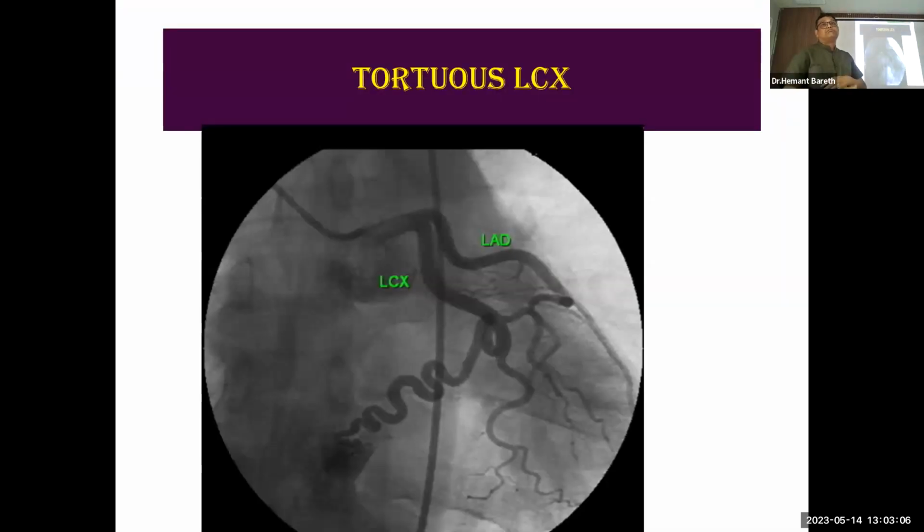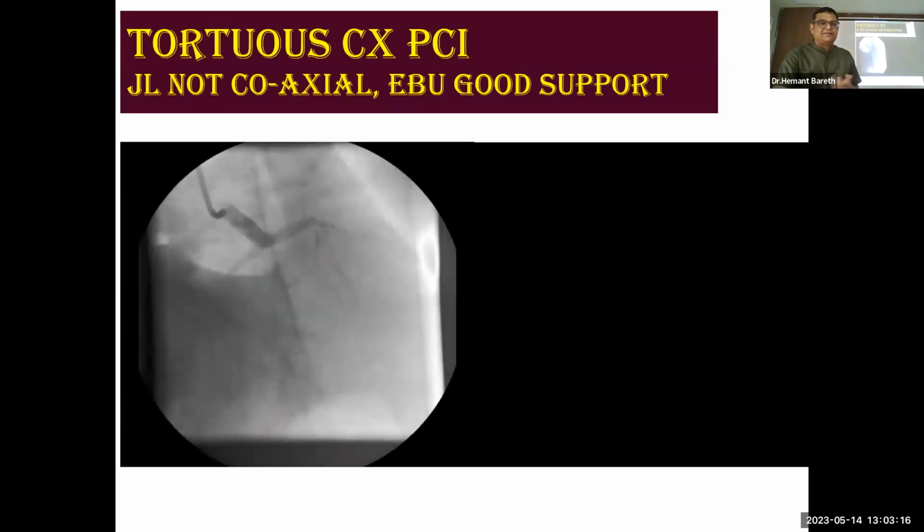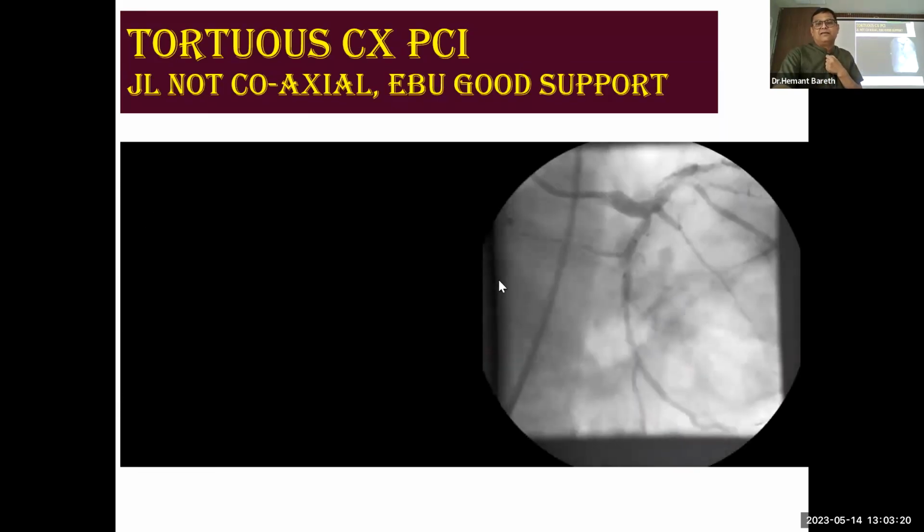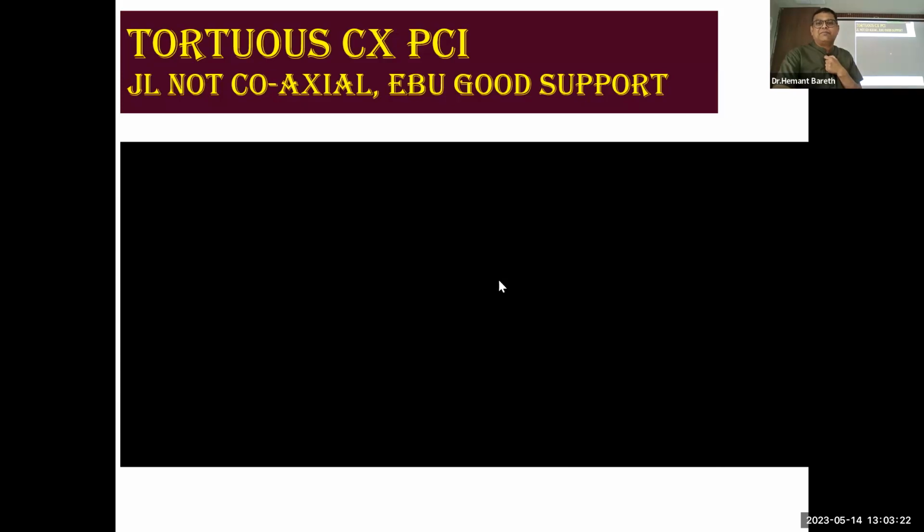Tortuous circ, Boda, yes. Tortuous circ, Boda, or if you don't have Boda, because all labs will not have Boda, excellent, you can try. Somebody, again, funny person, tried JL, but not much happening. So EBU was taken, then finally good support. So that is the idea.